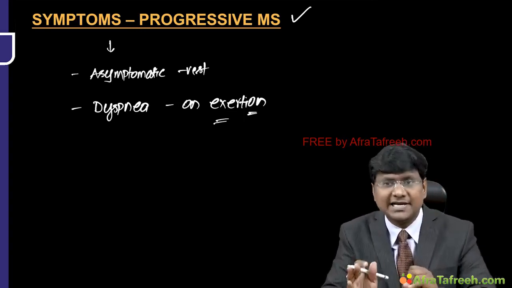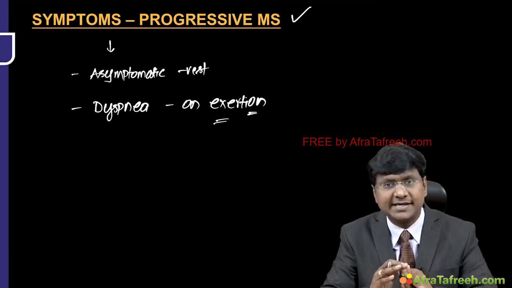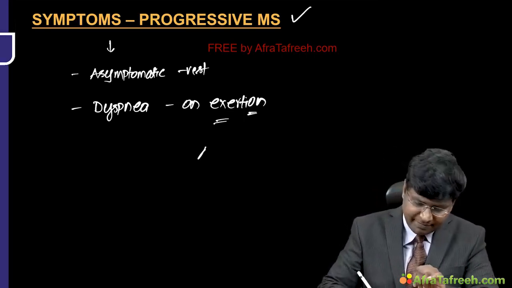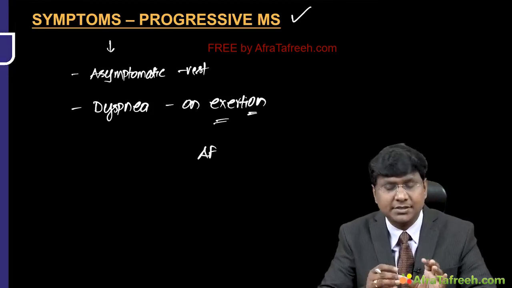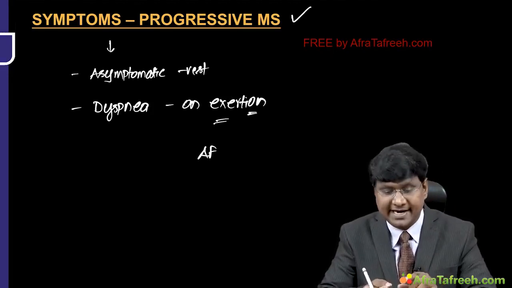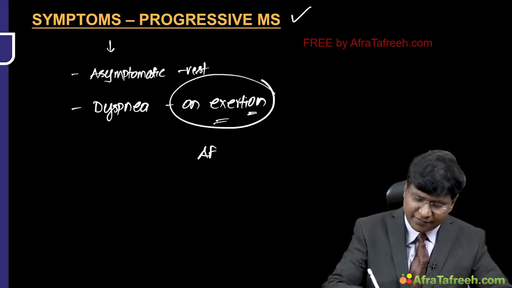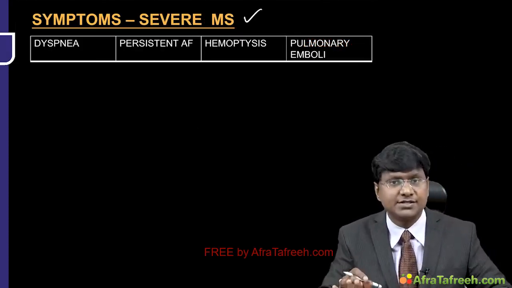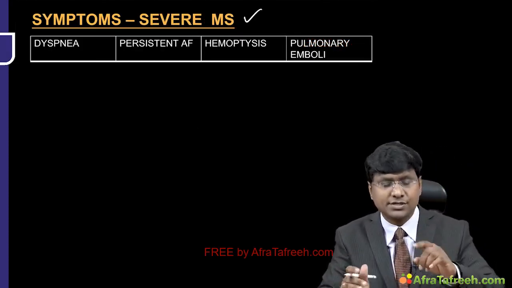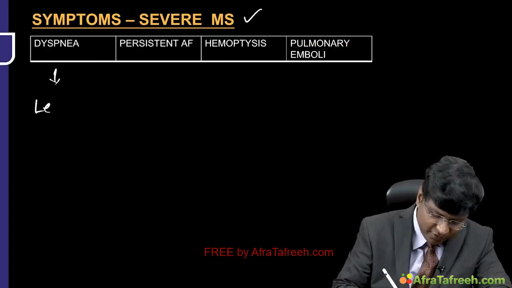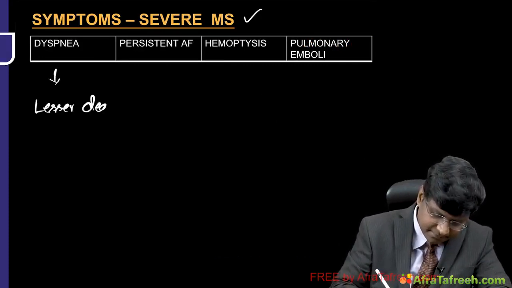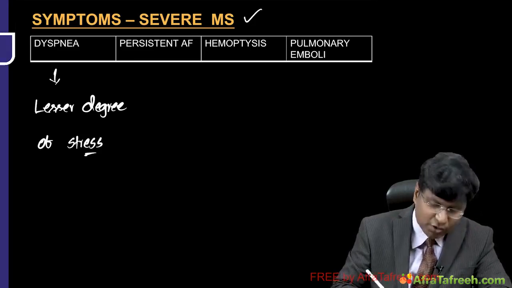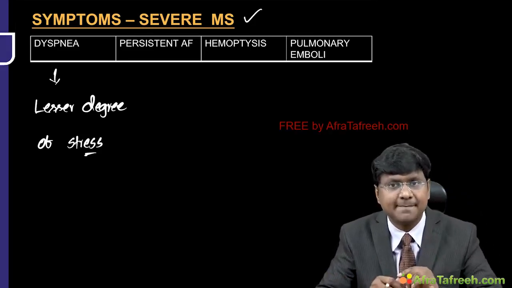Any exertional activity, like exercise, excitement, fever, severe anemia, development of paroxysmal atrial fibrillation, sexual intercourse, pregnancy, as well as thyrotoxicosis, so any form of exertion, the individual will develop dyspnea. Whereas in case of severe mitral stenosis, even a lesser degree of stress will make the individual develop dyspnea.